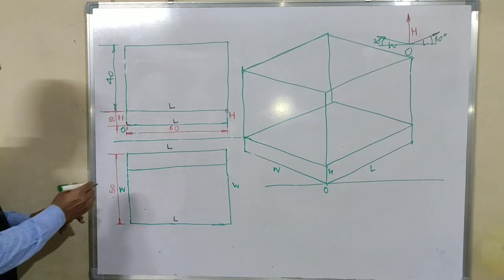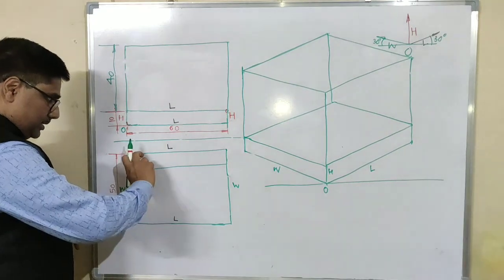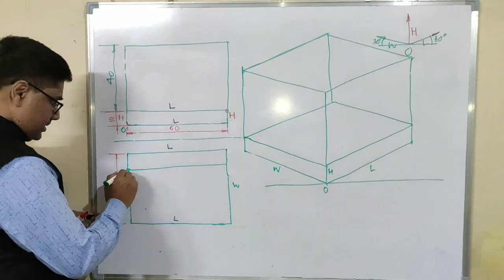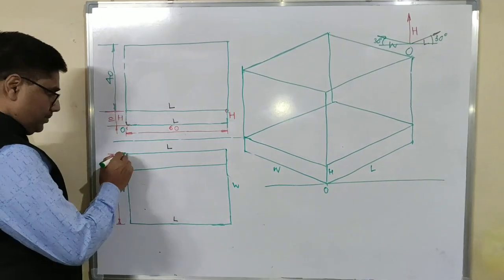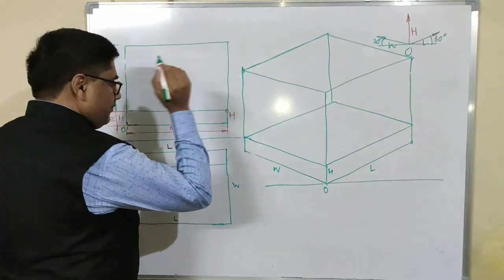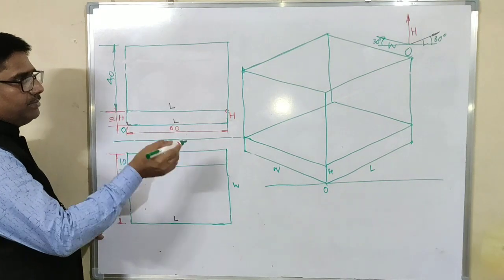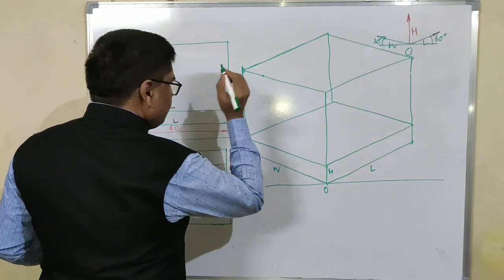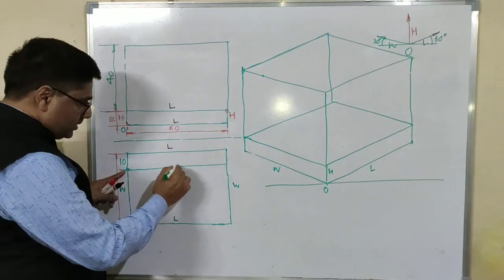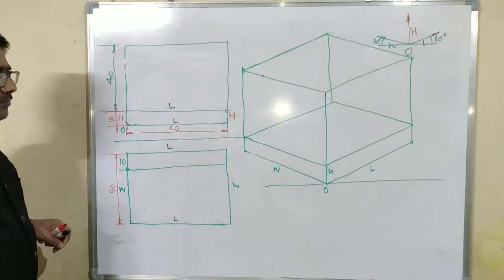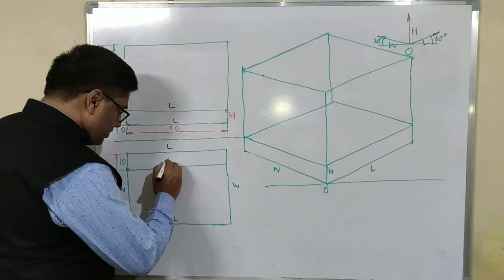Now I want to locate this point. Let us take this width as 10 mm. See, this point is here. To locate this point, I should go parallel to width by 10 mm. In this way I got this point. Now to draw this line, I should go parallel to length, as this is a horizontal line.